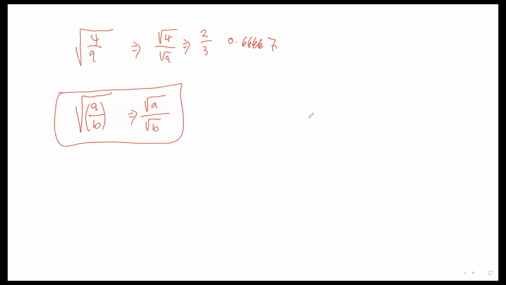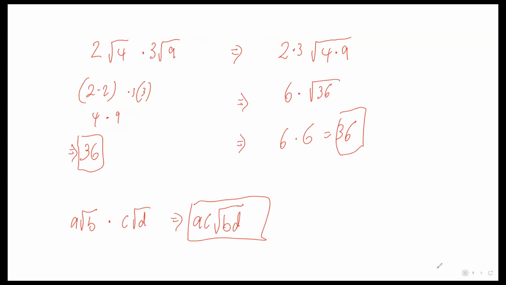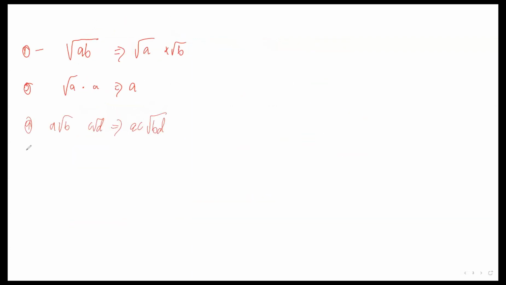So this one was another rule we learned. We could write that here. All right, this is the fourth one. Let's say we have the root of a divided by b, all root. You want to say that it is equal to root a divided by root b. Okay.